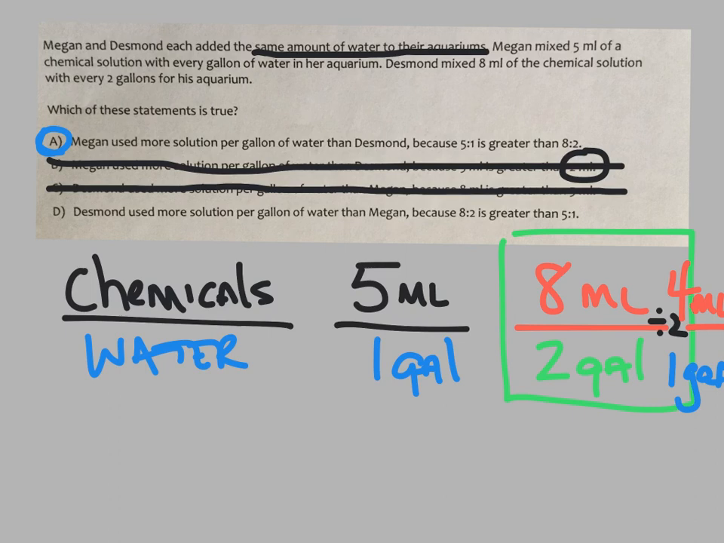Finally, Desmond used more solution per gallon of water than Megan because 8-to-2 is greater than 5-to-1. When we simplified 8-to-2, we found that it's the equivalent of 4-to-1, which is actually less than 5-to-1, not greater than. So the answer is clearly A.